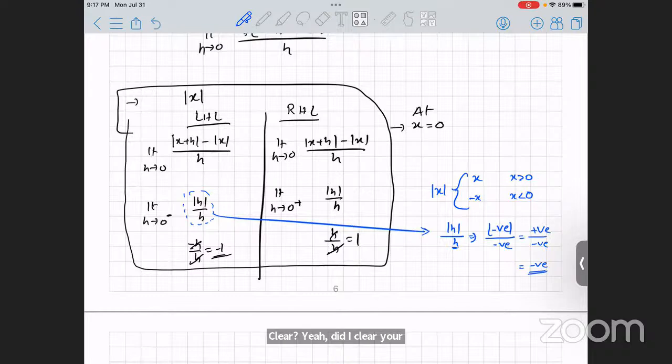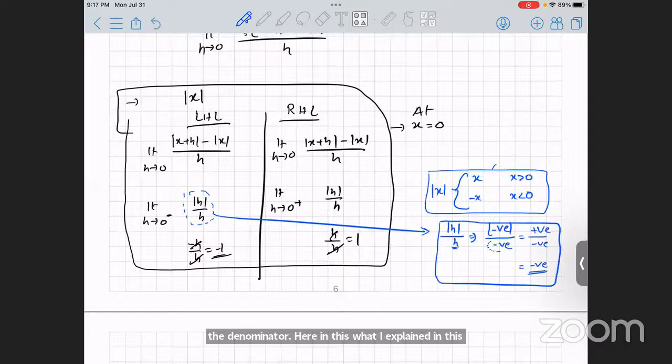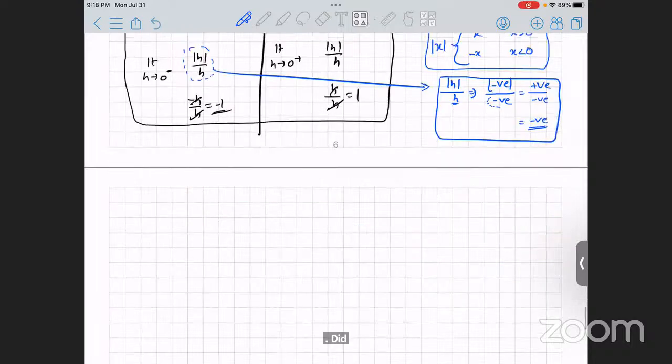The only reason you use this formula directly is that you are converting this mod x into general form. Here, what I explained in blue color is that I converted the normal one into mod x. Both are the same. Did I clear your doubt?